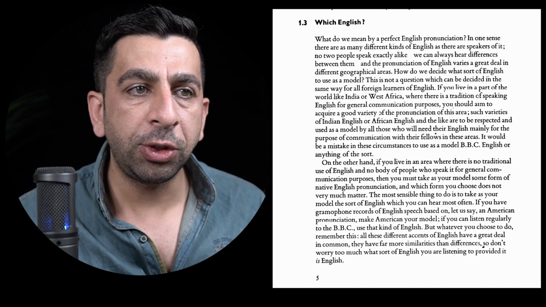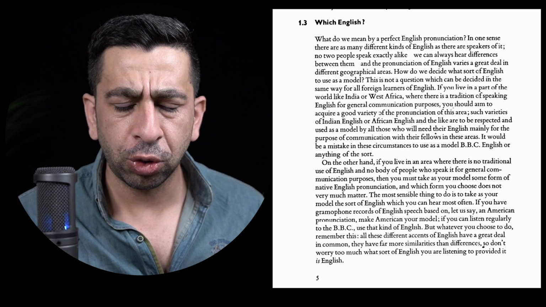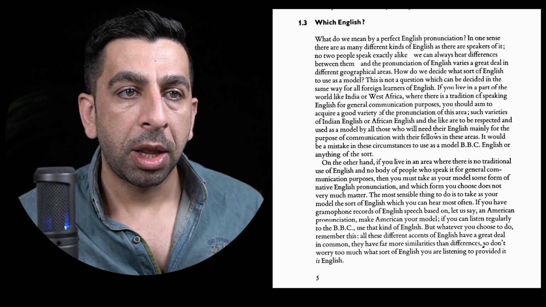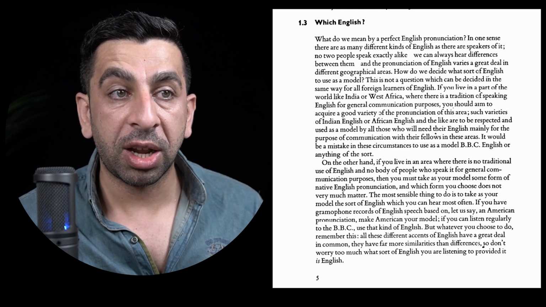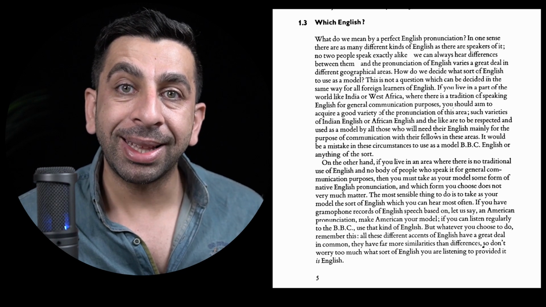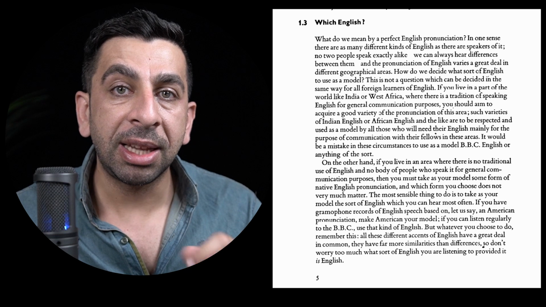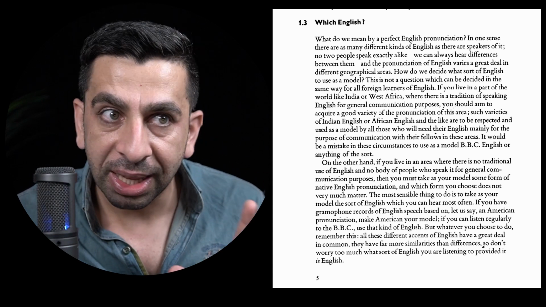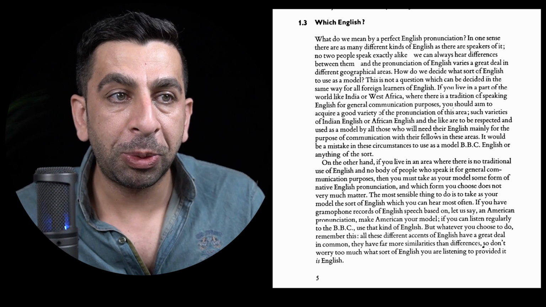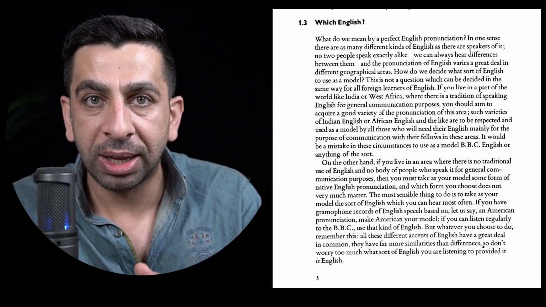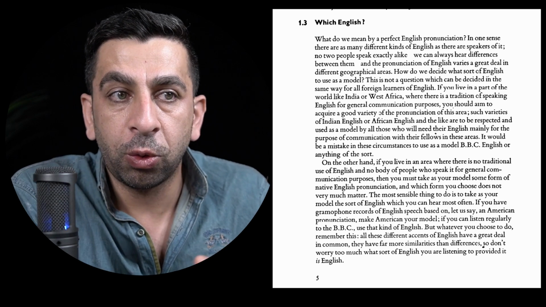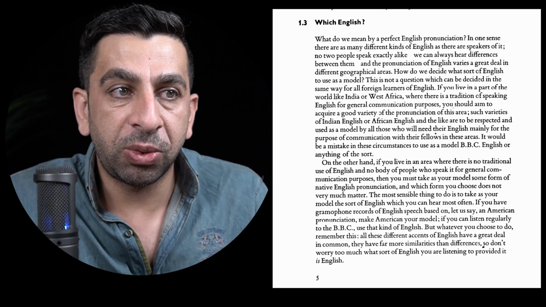What do we mean by a perfect English pronunciation? In one sense, there are as many different kinds of English as there are speakers of it. In short, there are as many types of English as there are speakers of the language. Imagine there are millions of kinds of the English language. No two people speak exactly alike. We can always hear differences between them.